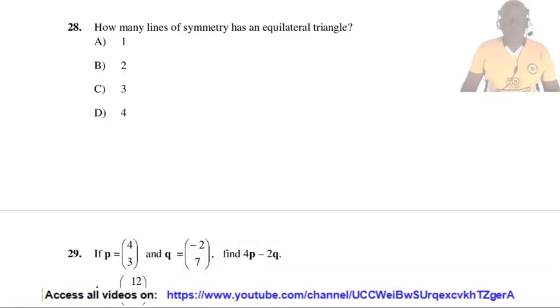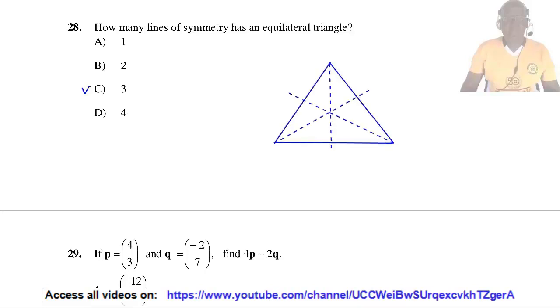Question 28. How many lines of symmetry has an equilateral triangle? The answer is C, 3. This is illustrated in the sketch.